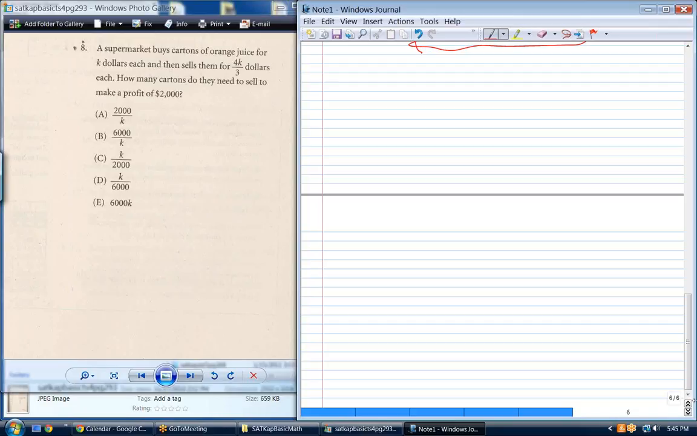Like I said, you buy it for K and you sell it for 4/3 K. How much profit do you make on each one? Profit is what you sell it for minus what you bought it for. So what's the profit on each one? 2,000 minus 4K over 3. Forget the 2,000. Tell me what the profit on each carton of orange juice is.